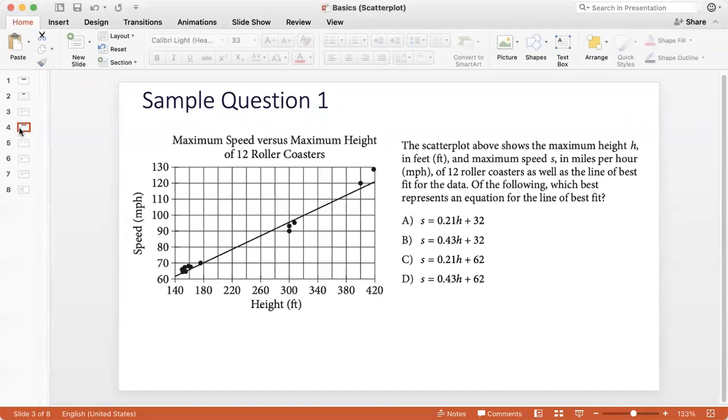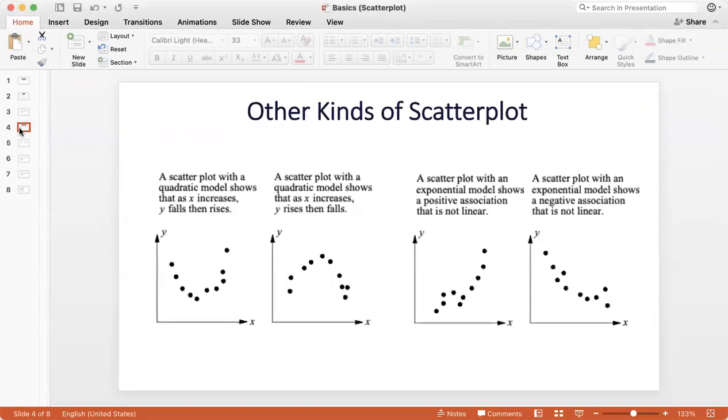Okay, let's move on. Now, scatterplots don't have to be linear. Scatterplots can be quadratic, like the first two scatterplots here. In this scatterplot, as the x increases, the y value first falls and then rises. So it becomes sort of a parabola. And since it's a parabola opening upward, the equation for this parabola will have a leading coefficient that is positive, right? In this parabola, the leading coefficient is negative because the parabola is opening downward.